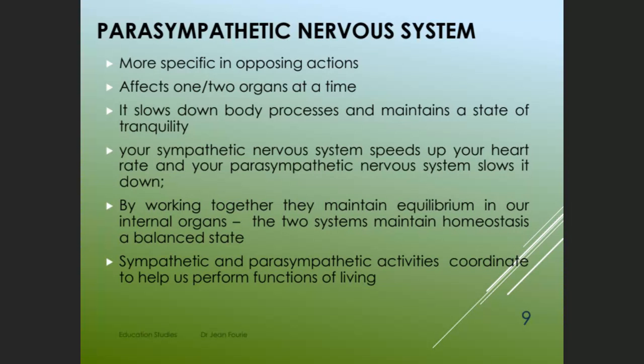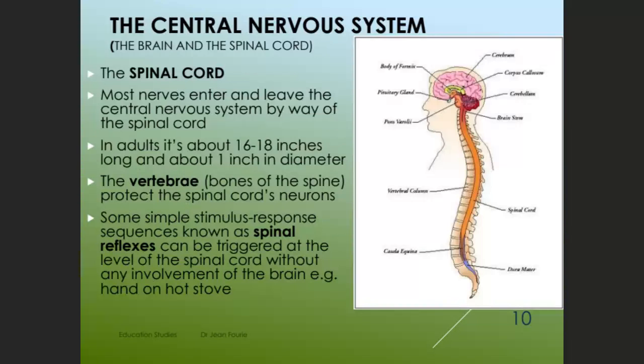So these two systems are working together to maintain the equilibrium in our internal organs so that we maintain a state of homeostasis, a balanced state where the body can function optimally. So the sympathetic and parasympathetic systems are activating and coordinating to help us to perform the functions of daily living much easier.